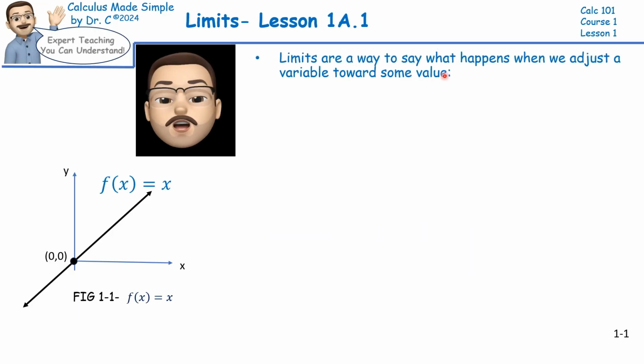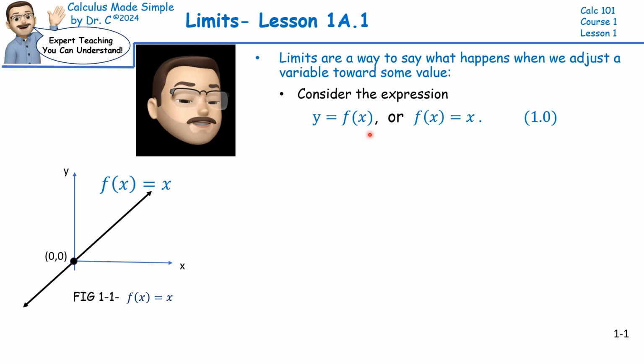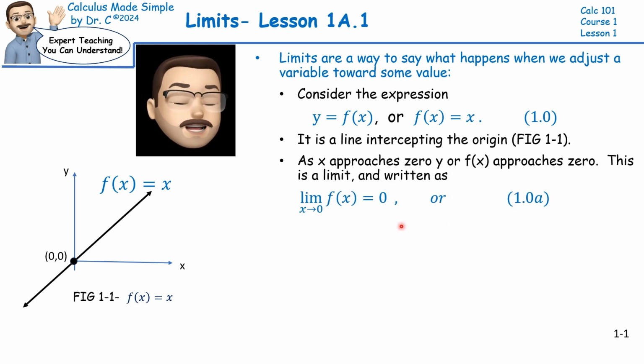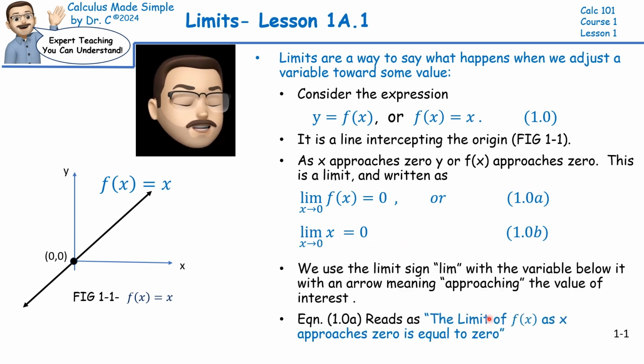Last time we said that limits are a way to say what happens when we adjust a variable toward some value. For example, y is equal to f of x. As x approaches 0 of f of x, the answer is 0. We write this with the limit sign with a variable below it with an arrow indicating approaching the value of interest. The equation reads as the limit of f of x as x approaches 0 is equal to 0.